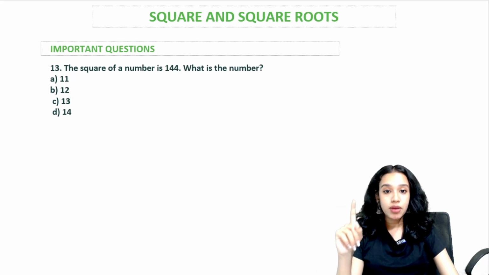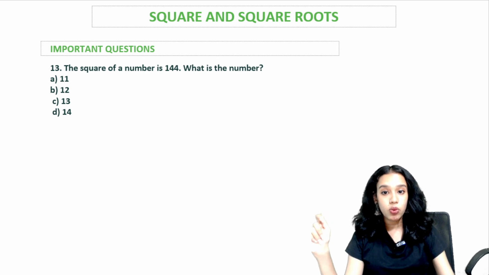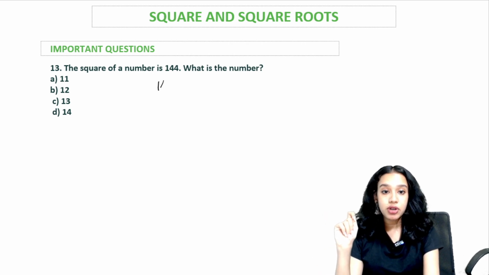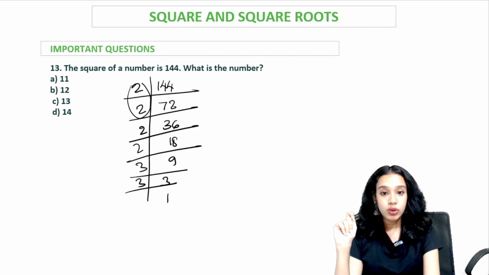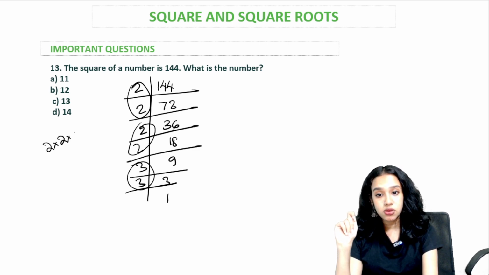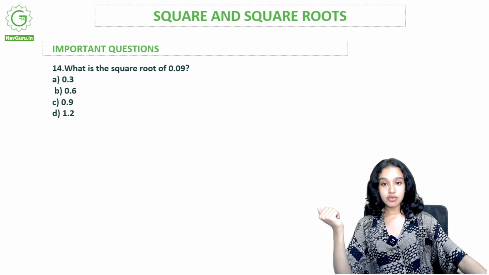The square of a number is 144. What is the number? The square root of 144, we know that it's 12, but still let's go solve it. We have 2 times, which is 72. Again 2 times we have 36. Again 2 times we get 18. 2 times we get 9. 3 times we get 3 and 3 times we get 1. So we have 2 into 2 into 3, 2 into 2 into 3, this is 4 into 3, which is 12. 12 is the right answer.